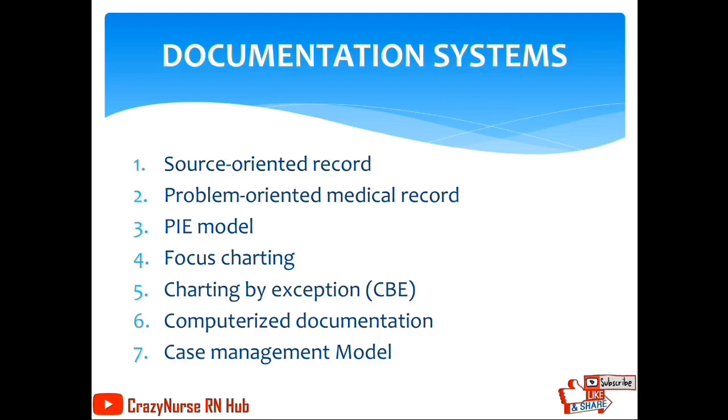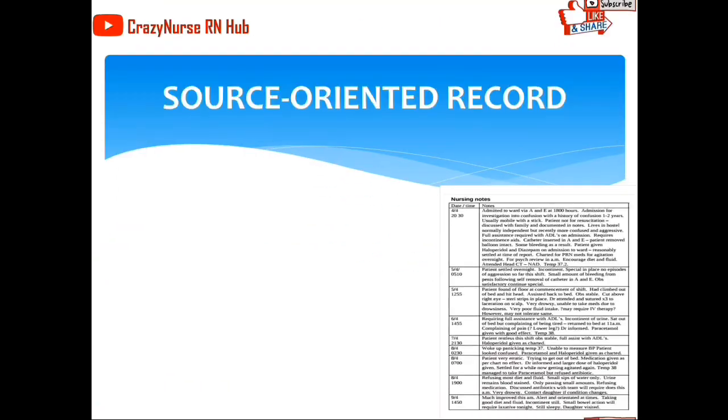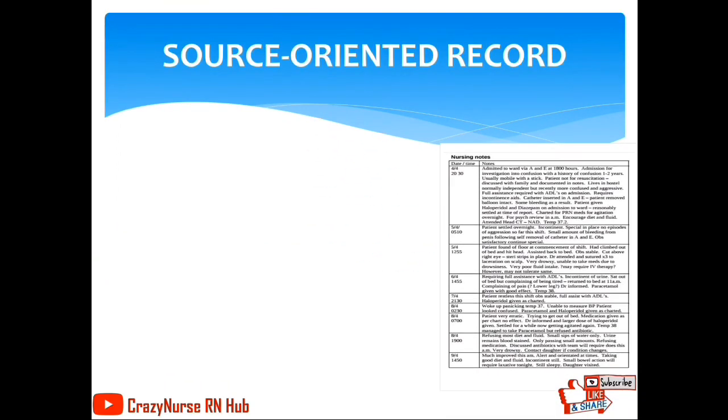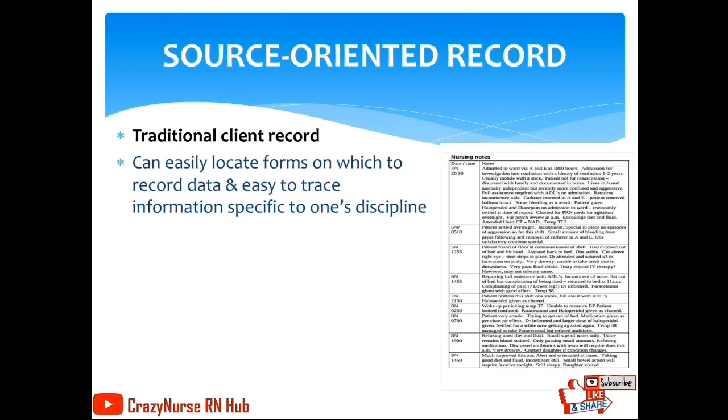Now let's discuss source-oriented record. We have your traditional client record, where it is easy to locate forms on which to record data and easy to trace information specific to one's discipline. Each person or department makes notations in a separate section of the client's chart. For example, the admissions department has an admission sheet, the primary care provider has a physician's order form, history sheet, and progress notes. Nurses use the nurses' notes, and other departments or personnel have their own records.